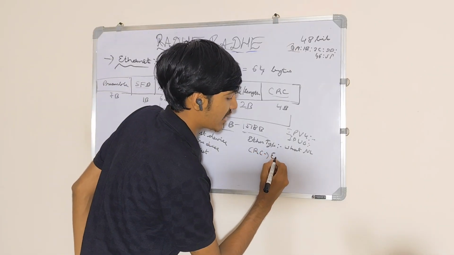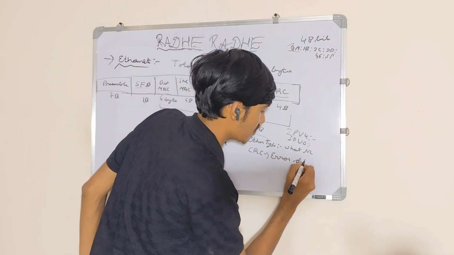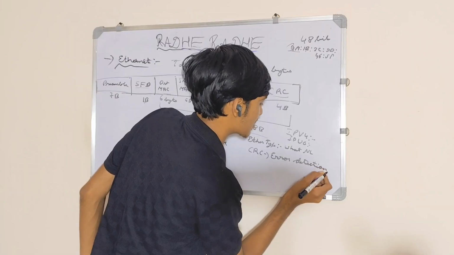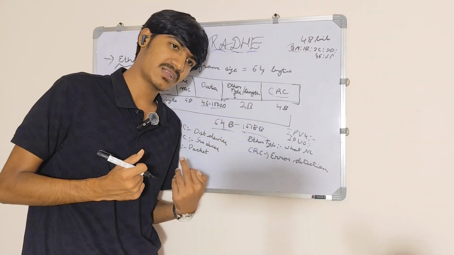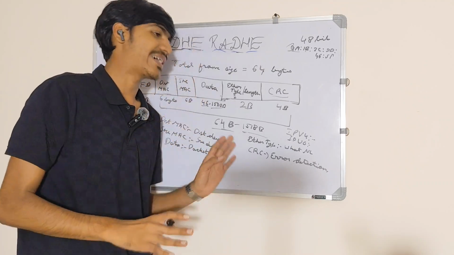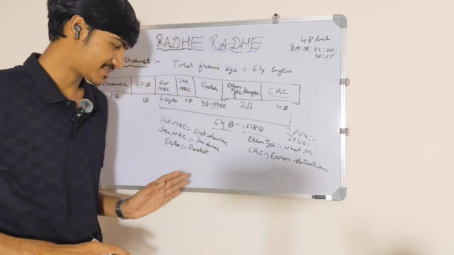Error detection, not error correction, error detection. If the CRC value is 0, it means accept the packet. If the CRC value is not 0, reject the packet. I explained about CRC. It is a very interesting concept.